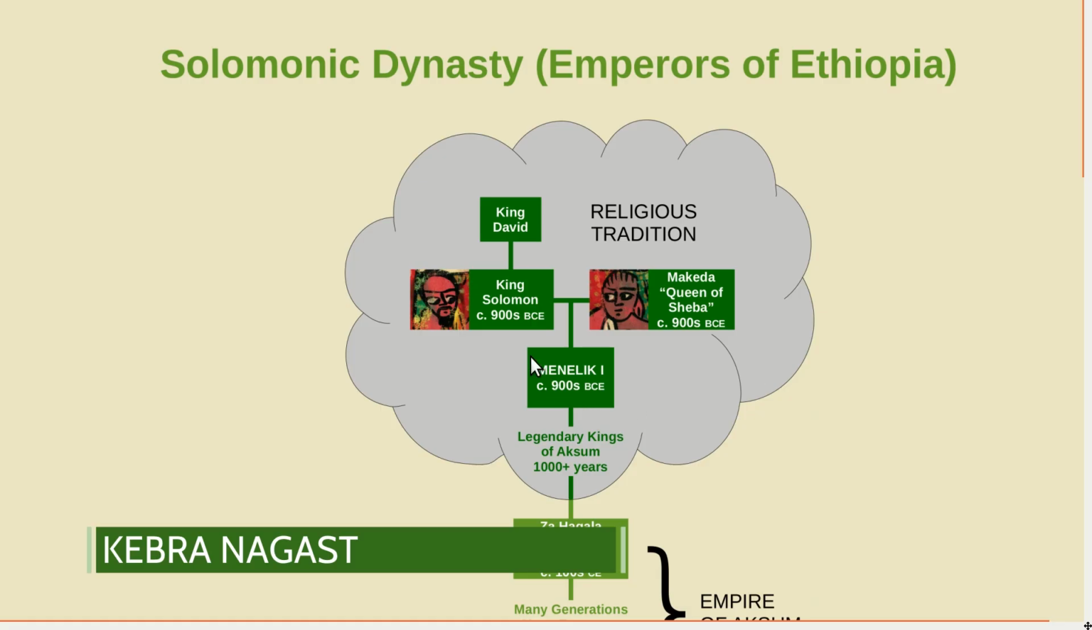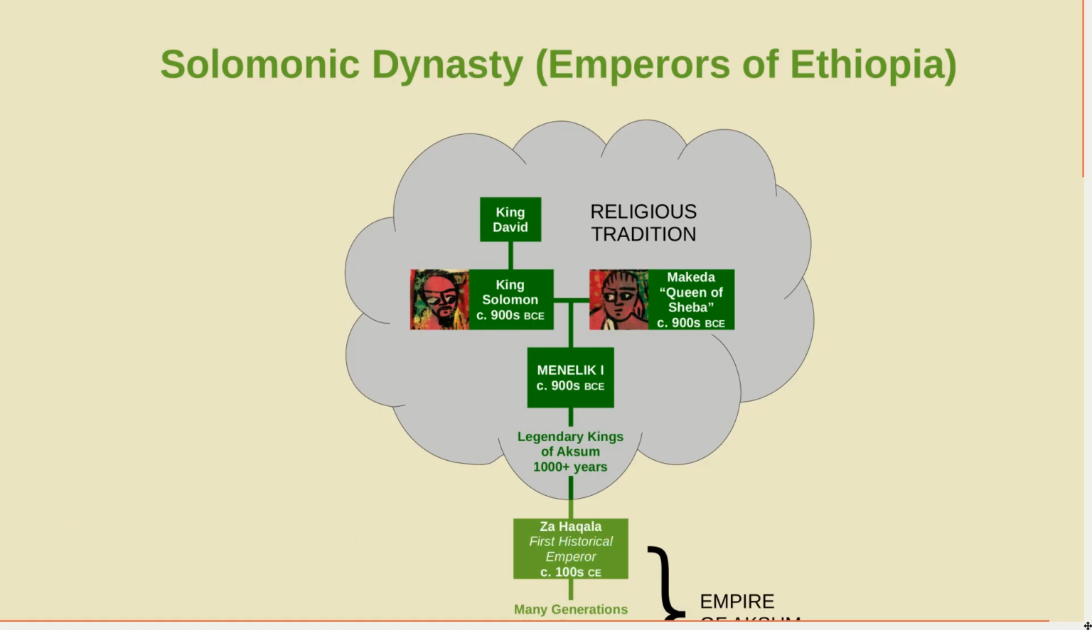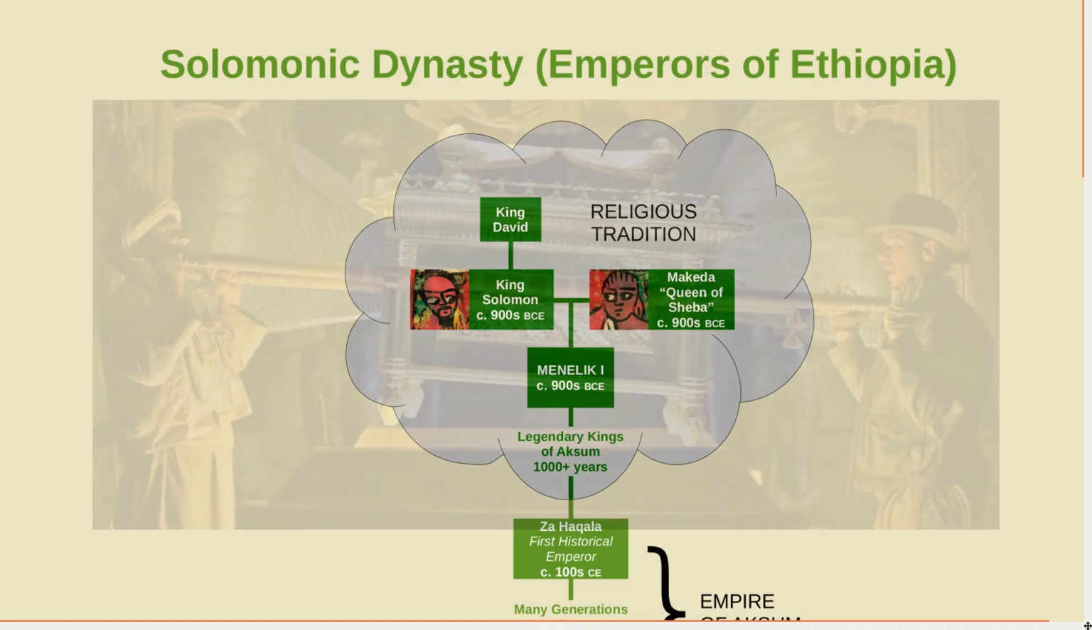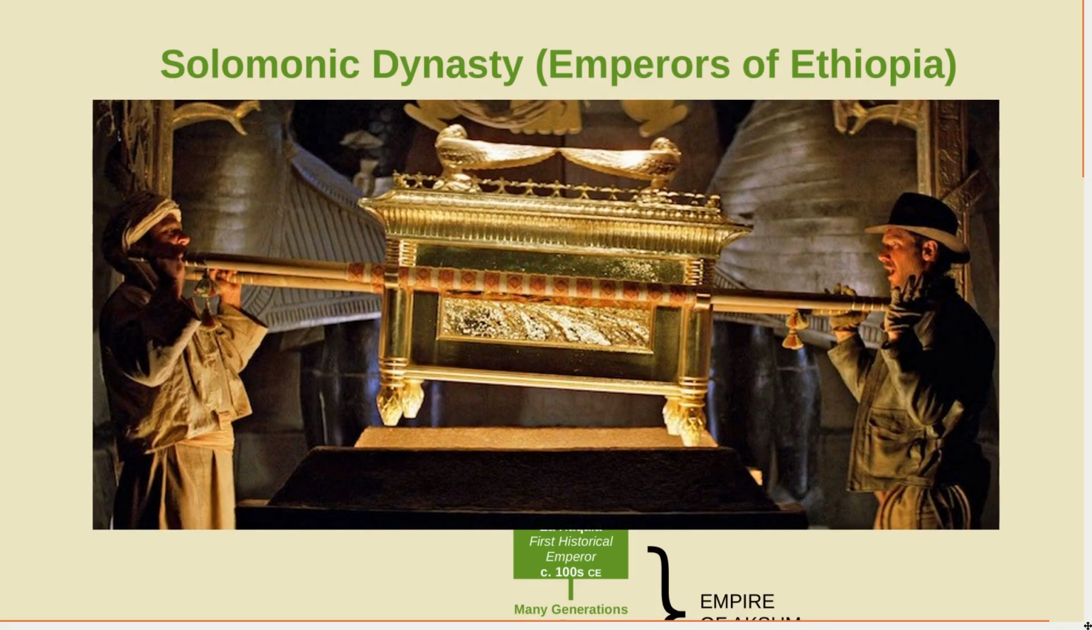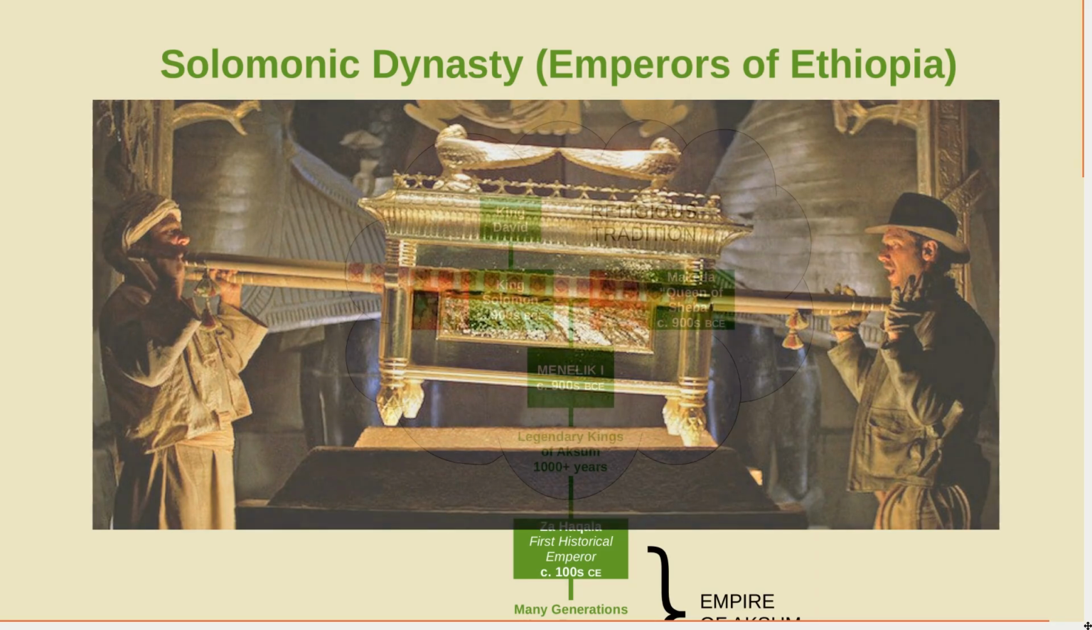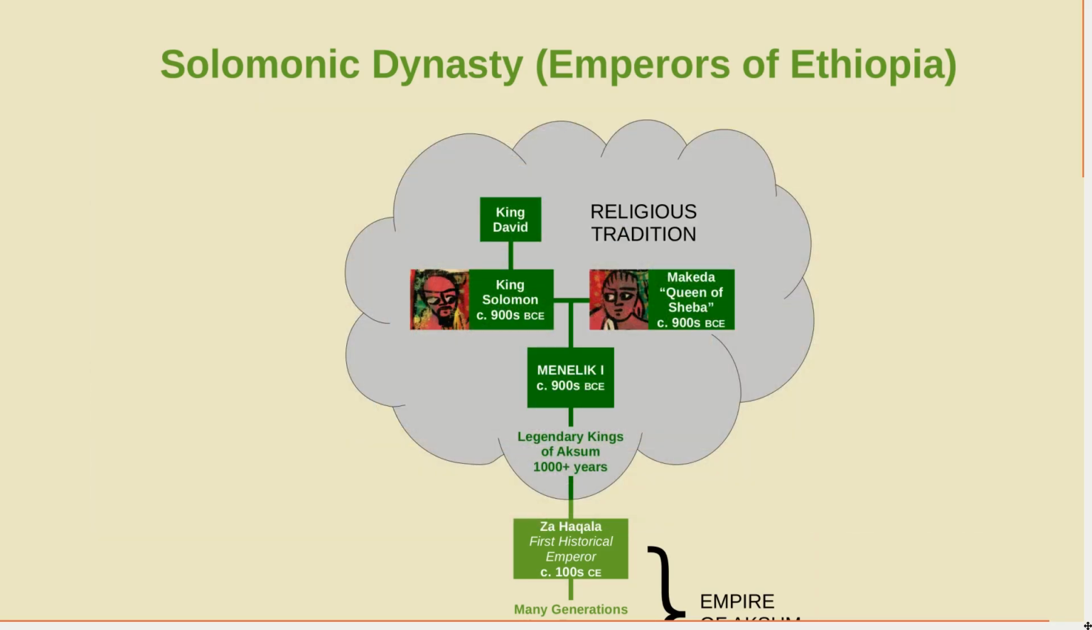Menelik later goes back to meet Solomon as an adult, and steals the Ark of the Covenant and brings it back to Ethiopia. The Ark of the Covenant is that golden box featured in the Indiana Jones movie Raiders of the Lost Ark. It supposedly held the 10 Commandments inside, so if you want to find the Lost Ark, you might want to start in Ethiopia. But let's get back to the dynasty.